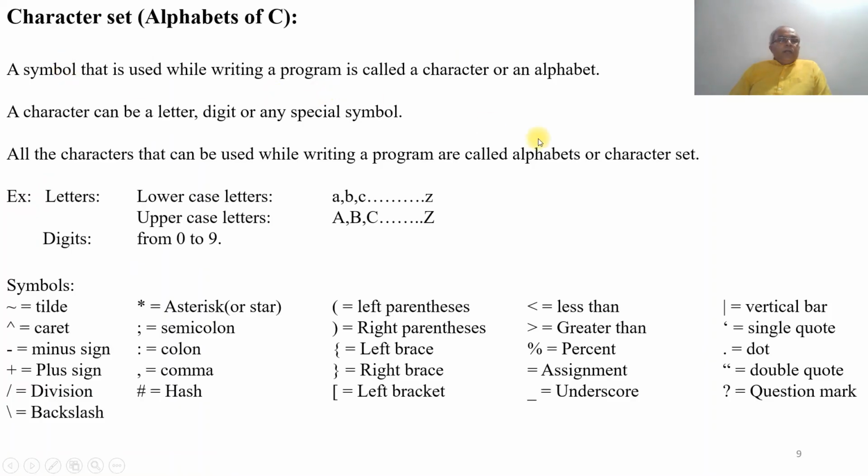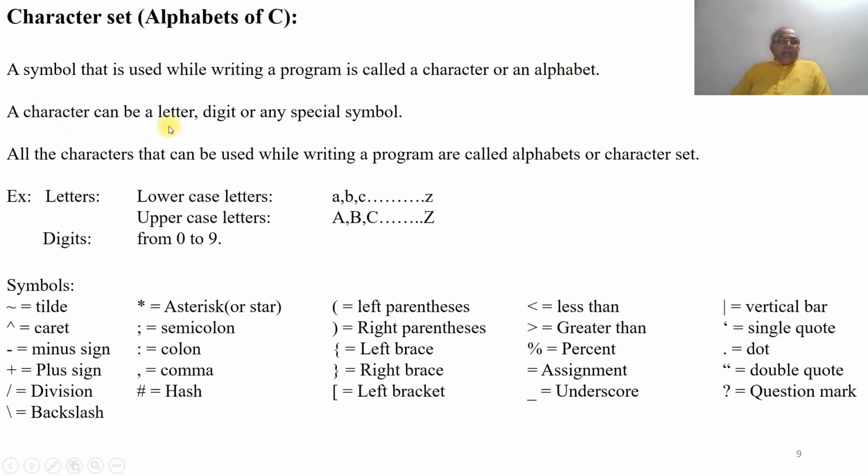Now, continuing from the introduction to C language in this video, first we're going to take up the character set, which is the alphabets of C. What are character sets? A symbol that is used while writing a program is called a character or an alphabet.